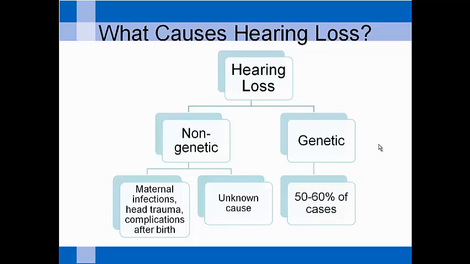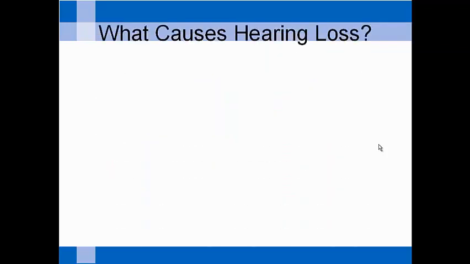If there was head trauma at all, either shortly after birth or when they're a toddler, if they hit their head and something happens and it happens to affect the hearing, or if there's complications after birth, if the baby had problems with oxygen and breathing and things like that, if they had really severe jaundice is another example, requiring any blood transfusion, things like that. So there can be several non-genetic causes for hearing loss as well.